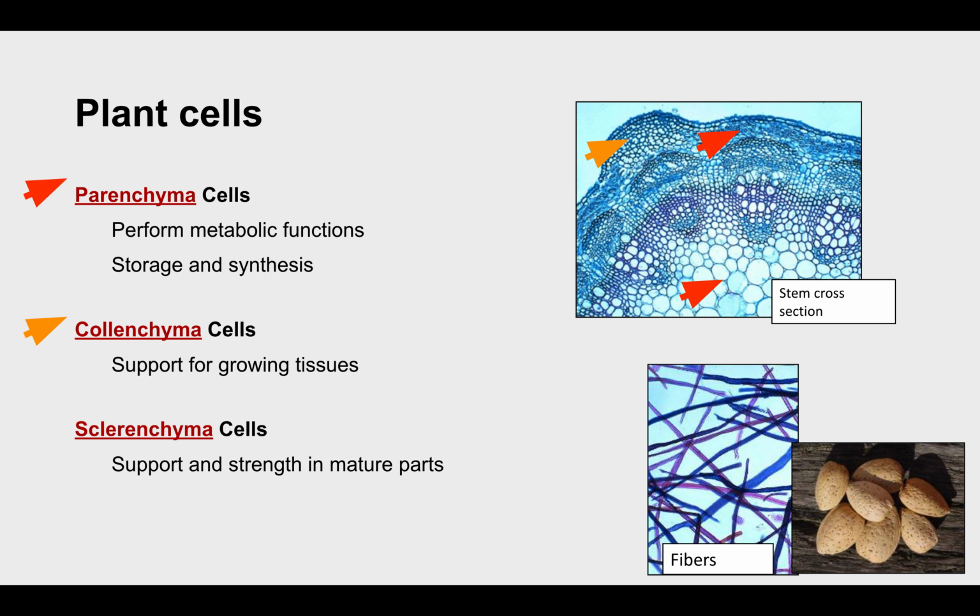They're called sclereids in the pears, providing support for that fruit to keep it nice and plump and appealing for humans, but also for other animals to come along and eat it and help support its seeds. So parenchyma, support for growing tissues. Sclerenchyma, support for tissues that are mature, no longer growing.